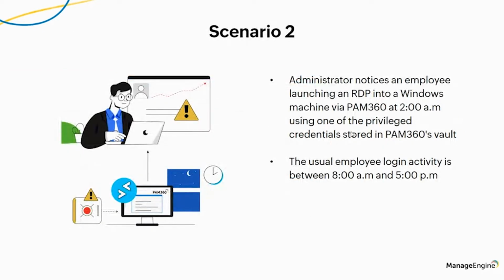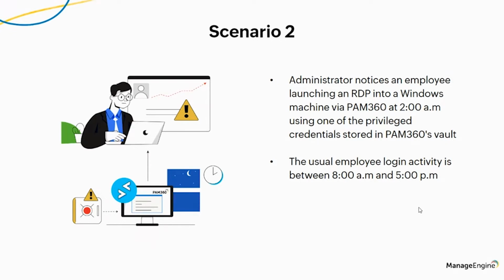Let's take another scenario where an administrator notices an employee launching an RDP session into a machine, let's say at 2 a.m. So typical business hours are from 8 a.m. to 5 p.m. for this enterprise. And that's when users typically log into PAM, launch RDP sessions, SSH sessions, sometimes request access, and then gain access. All that happens between 8 a.m. to 5 p.m. usually. Maybe plus or minus 10 minutes, but nothing out of ordinary. But one day, this employee decides to access a machine at 2 a.m.